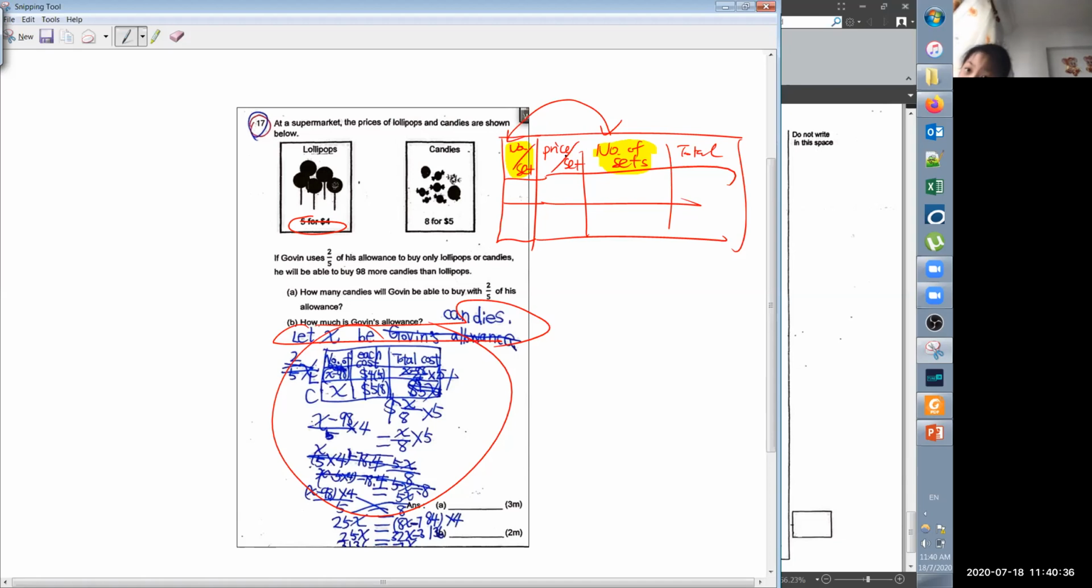Okay, now price per set. So this is lollipop. This is candy. Okay, price per set for lollipop is $4, right? And then over here is $5.